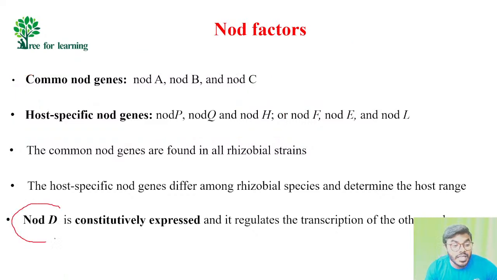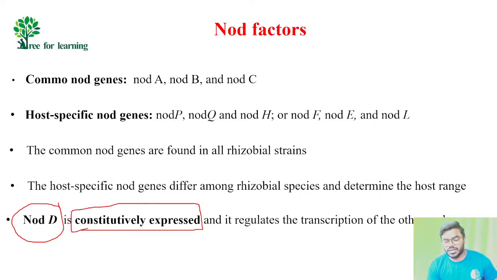We call it the nodD gene. What is that gene? The nodD gene. Friends, remember my words. I have written a line: the nodD gene is the constitutively expressed gene. Friends, what do you mean by the word constitutively expressed? It means continuously expressing in the bacterial body.